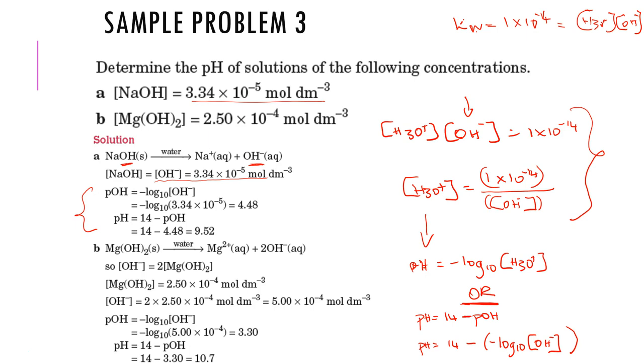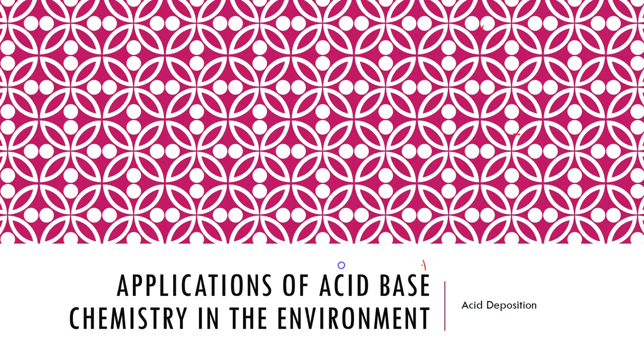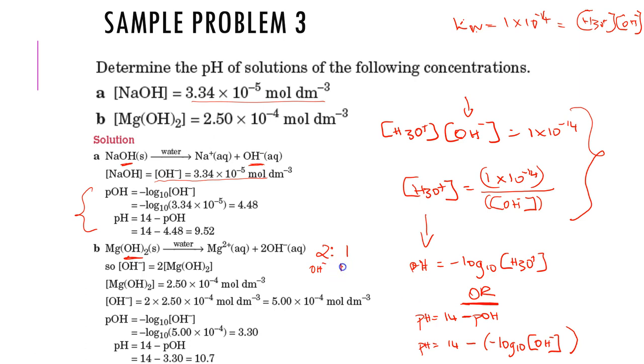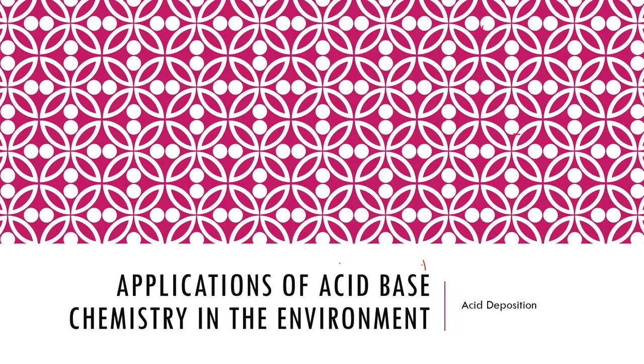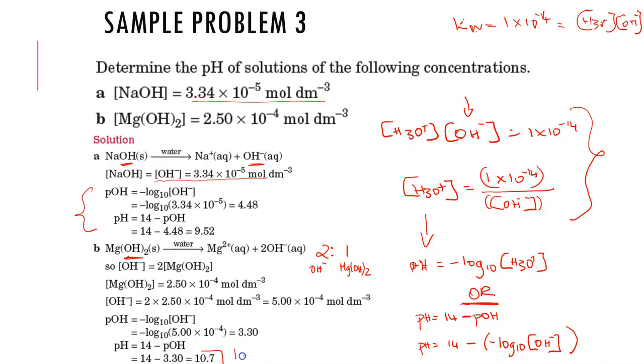For number B, this time we are looking at the fact that magnesium hydroxide will produce a 2:1 ratio. So we'll get 2 OH- ions for every magnesium hydroxide. In this case we're going to double the concentration of magnesium hydroxide to find the concentration of OH-. Find the pOH by putting in the negative log to base 10 of the concentration of hydroxide ions, and then 14 minus pOH is going to give me a pH of 10.7, which means that our solution is basic.